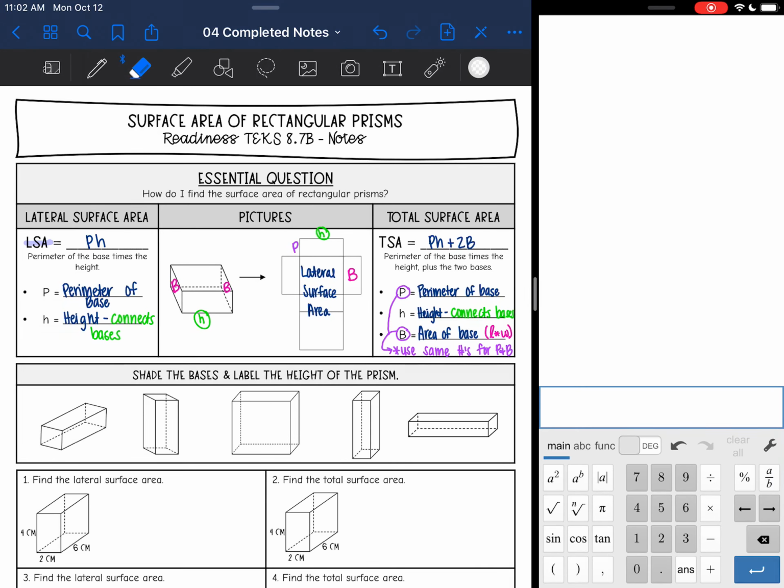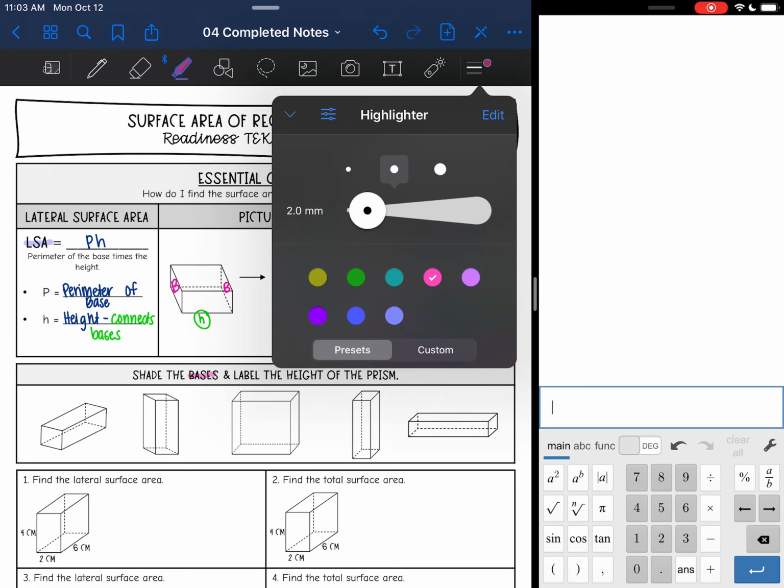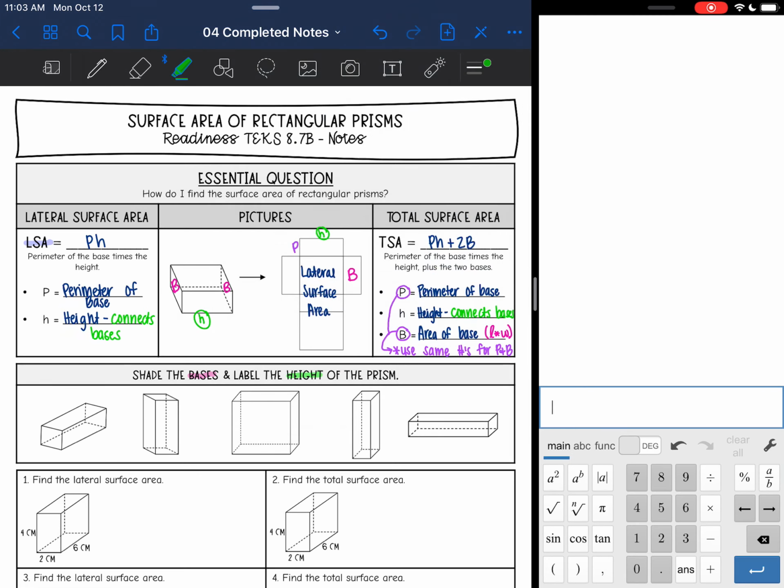Hey everyone, we are looking at finding the surface area of rectangular prisms today. Before we look at the formulas, let's review some basics of rectangular prisms. So we're going to start here, we're going to shade the bases, and then we are going to also label the height of each of these prisms.